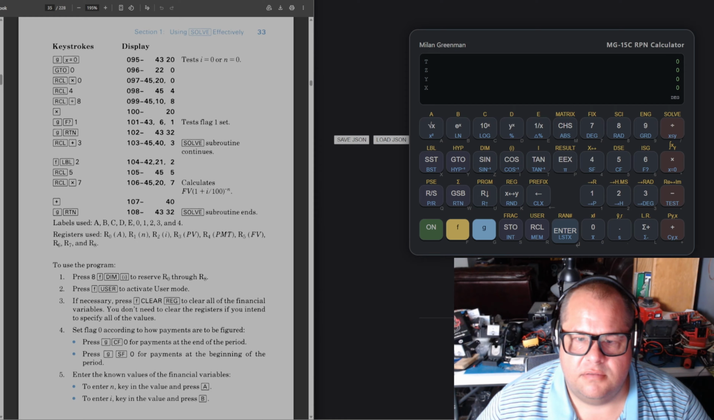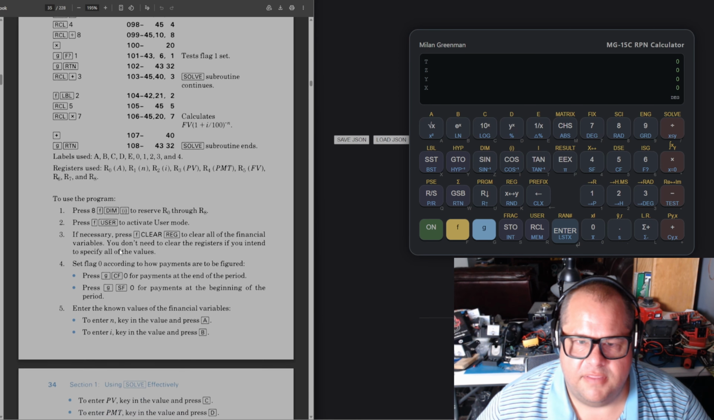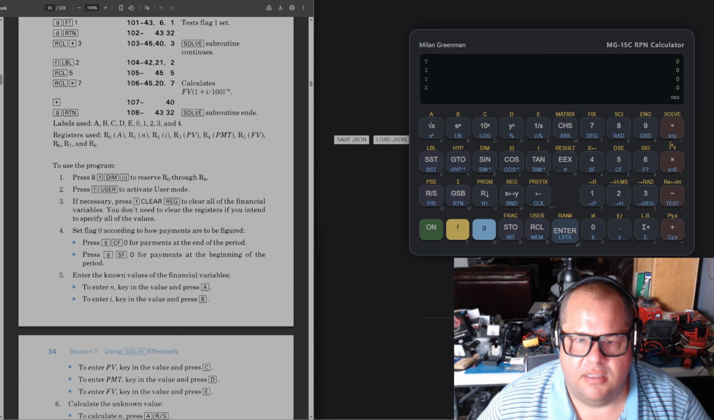N goes into R1, I goes into R2, the PV into R3, the payment into R4, and the future value, or FV, into R5. And it does show some of the other labels and registers that are used in the program. Now, one thing to remember is that my emulator does not require us to reserve the memory registers. It uses all of them for memory already. We do need to remember to activate user mode, and we should clear the registers just so we don't get any unintended values.